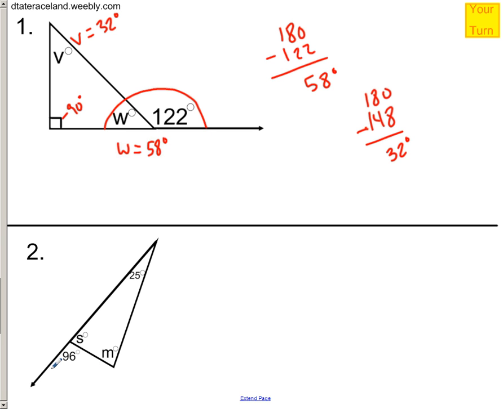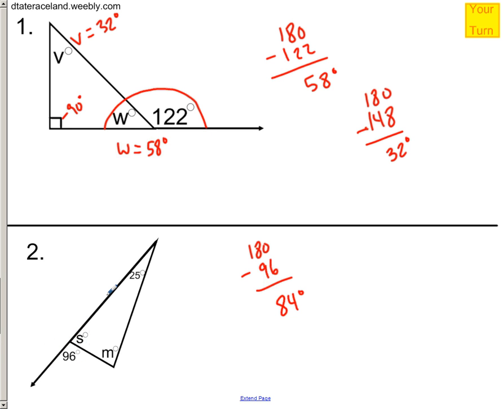Okay. For number 2, it's very, very similar. You see the straight line running through here. So S and 96 degrees together equals 180. I want to talk about this one for just a second. S will equal 84 degrees.